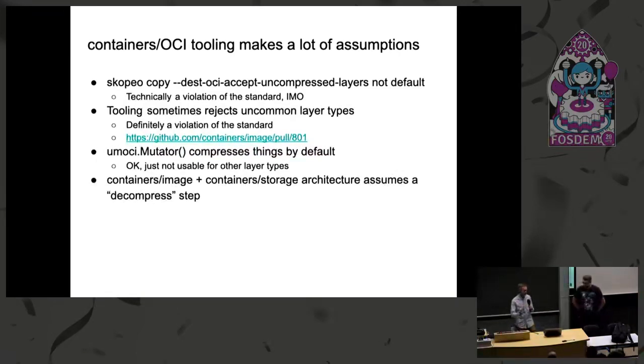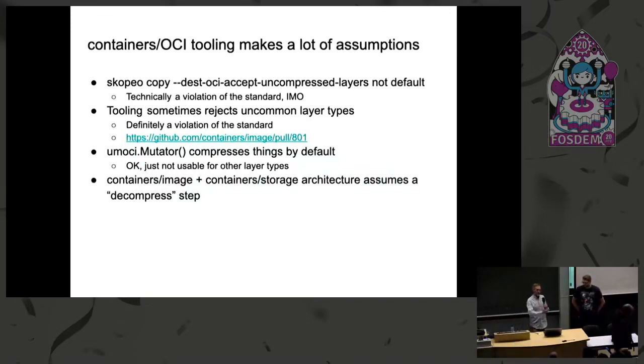I sort of did a slip where I said the OCI runtime spec expects an unpacked rootFS, right? So there's an implicit assumption of a decompress step there, which we don't actually have with this SquashFS layer type. You're just mounting it. So there's a lot of the architecture of the CRI-O project and the libraries that it's factored into, containers image and containers storage. And this is what github.com/containers/image/etc.